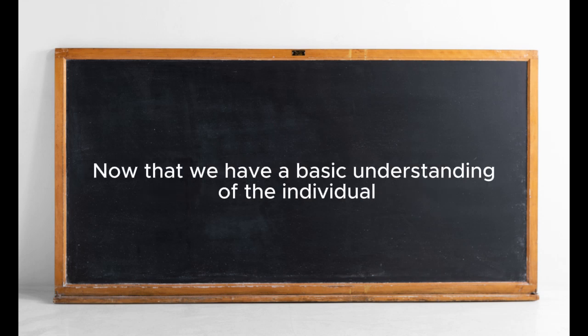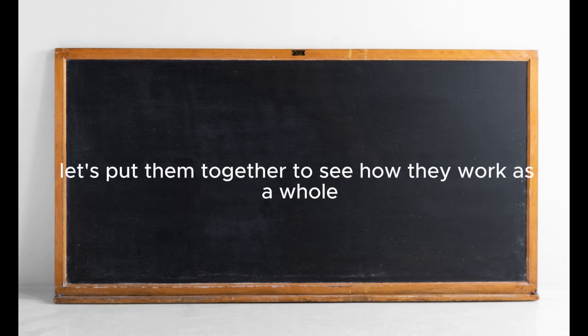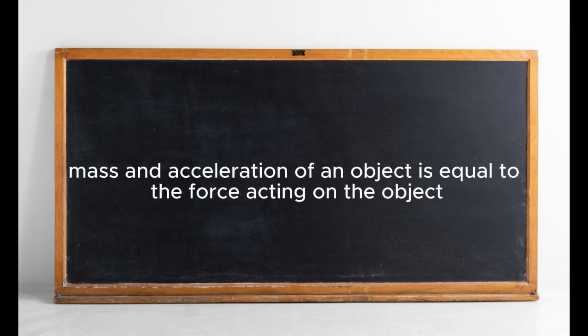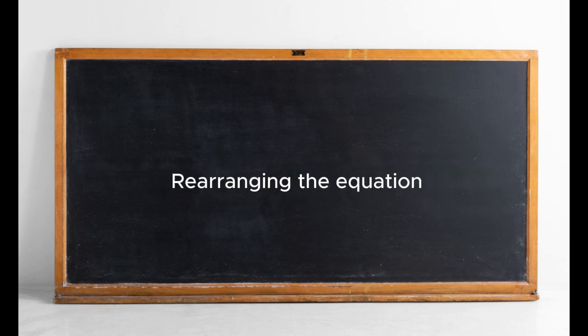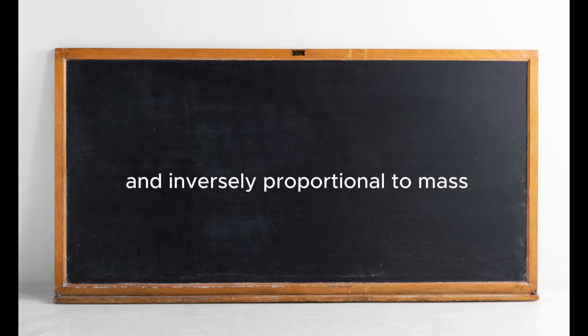Now that we have a basic understanding of the individual components of the equation, let's put them together to see how they work as a whole. Newton's second law of motion tells us that the product of the mass and acceleration of an object is equal to the force acting on the object. Rearranging the equation, we can solve for acceleration. a equals F per m. This equation shows us that acceleration is directly proportional to force and inversely proportional to mass.